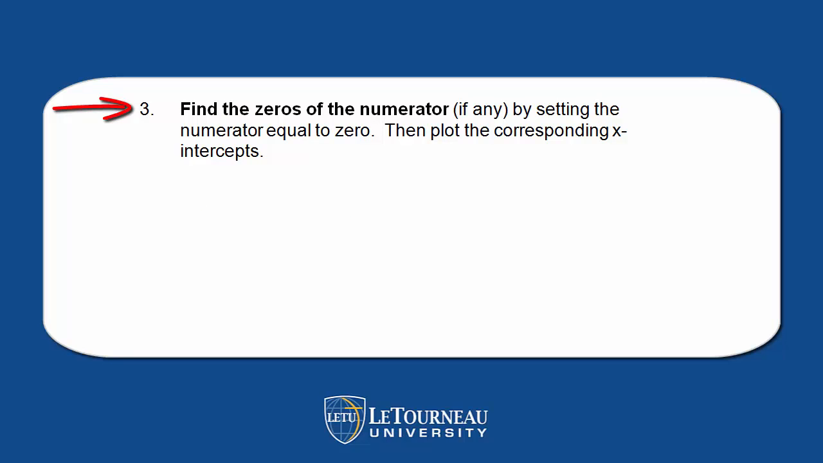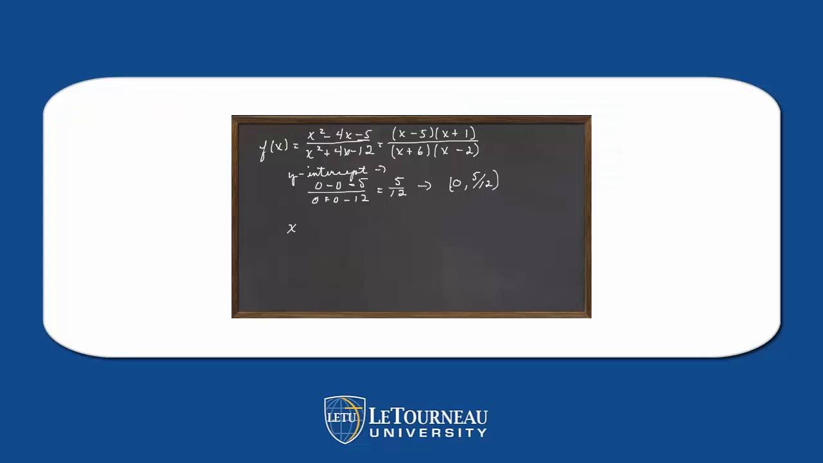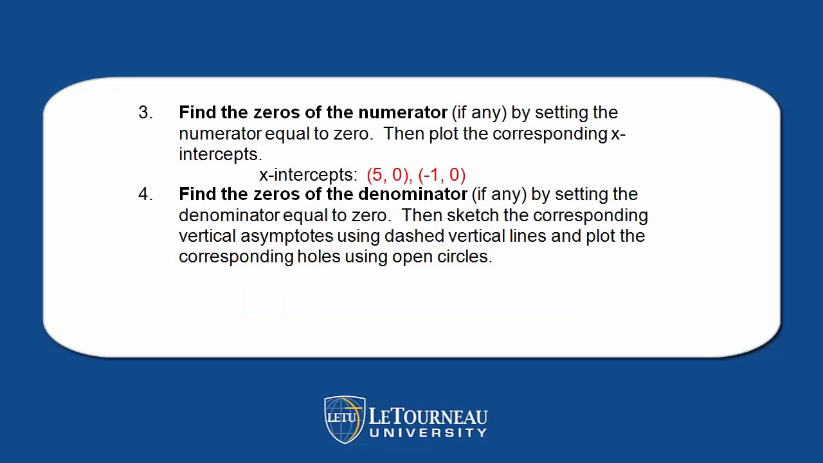Now we find the zeros of the numerator. So we're going to set the numerator equal to 0, and then we should plot. But remember, we're going to let the plotting go until the very end. So our x-intercepts are going to happen at x minus 5 equal to 0, or in other words, x equals 5, and x plus 1 equal to 0, in other words, x equals minus 1. All right, now what do we need to do next?